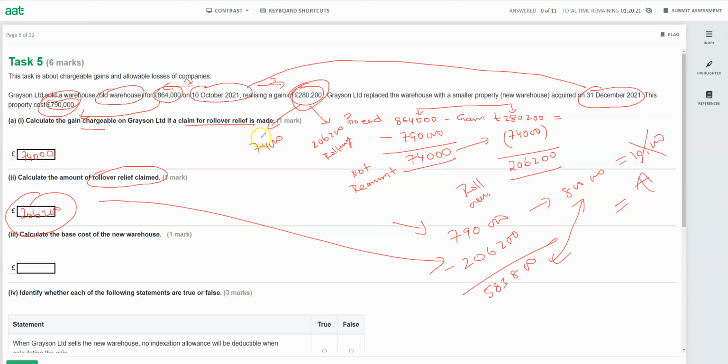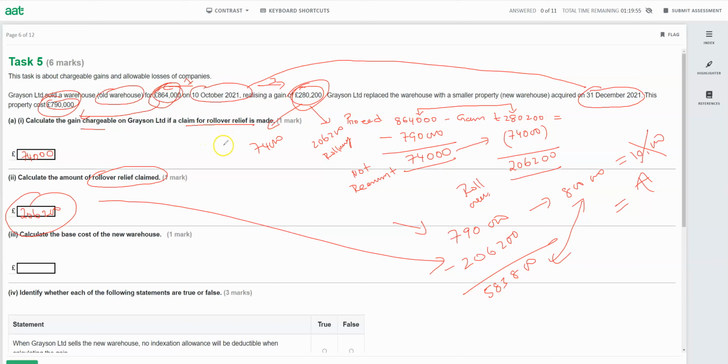Out of that, 74 I'm paying right now because I didn't reinvest the whole amount. Remember that if I sold for 864 and I invest all the money, for example, if I buy a new asset that is more than 864, then I don't have to pay any tax right now because I invested all the money. Every gain, all 280, will be rolled over. But because I didn't invest all the money, the difference I have to pay the tax on now.